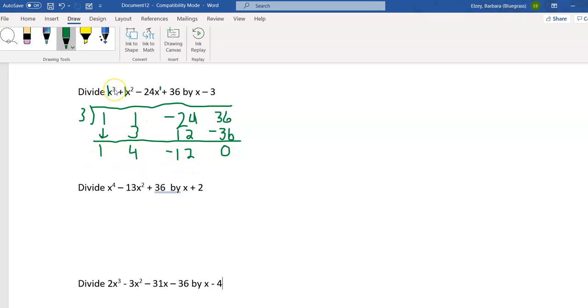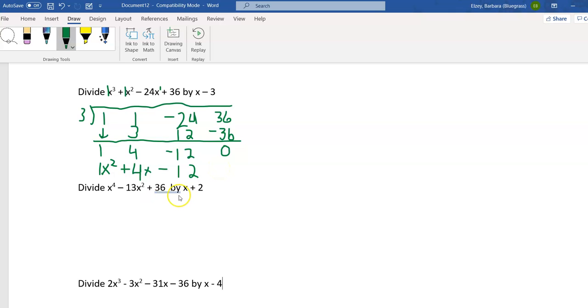We started with x to the third. When we divide by a binomial like this, we will have 1 less in degree. So we started with 3. This is going to be 1x squared, 1 less than the degree that we started with. This is actually 4x. And then the last one is just our constant -12. So if we did long division and divided x minus 3 into this polynomial, we would get this answer through long division. But this, of course, is a much easier way.